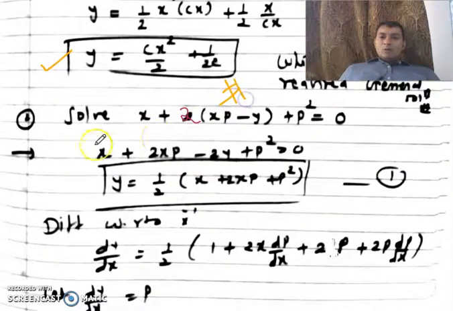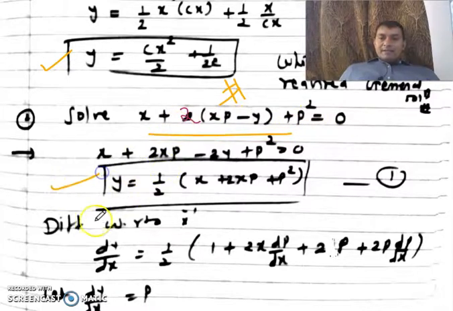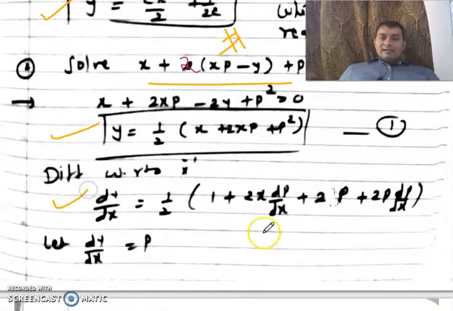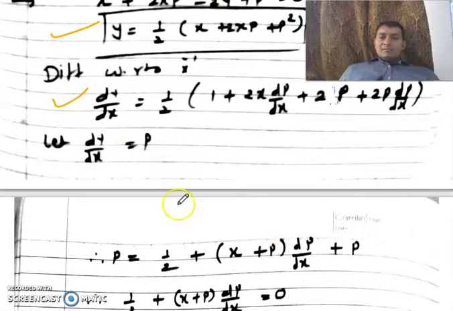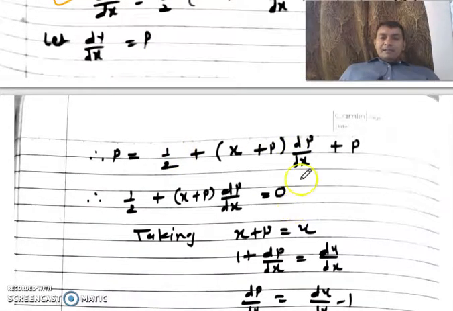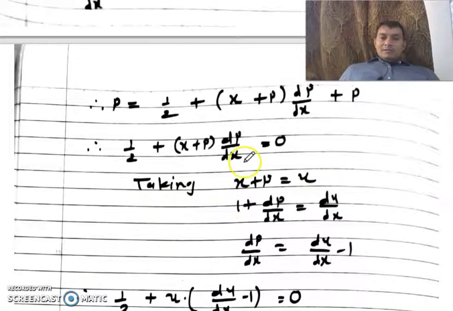So let us see another question. This is the given question, 2xp minus y plus p square is equal to 0. Here make y the subject, then differentiate with respect to x, taking dy by dx is equal to p. Each and every step you can go through straightforwardly.